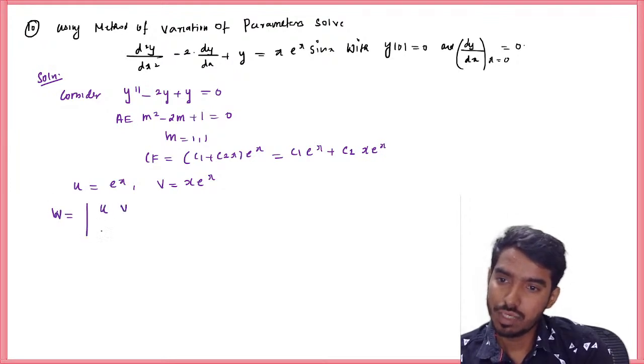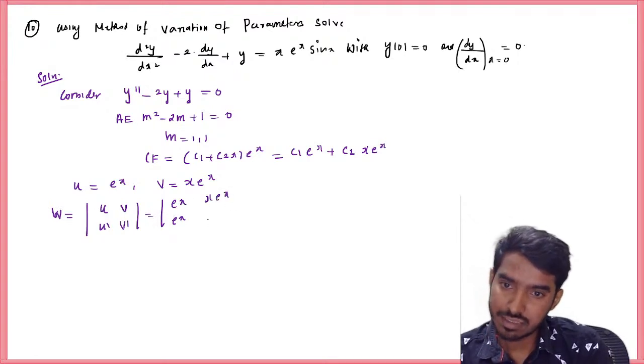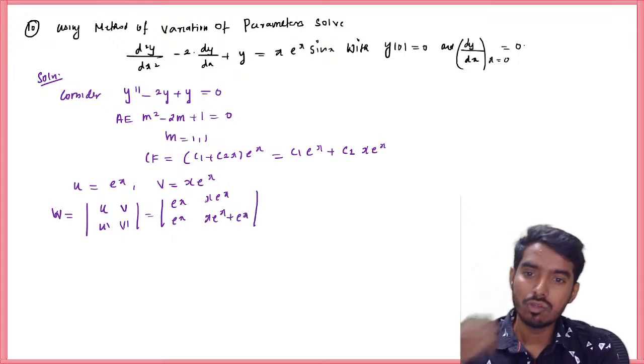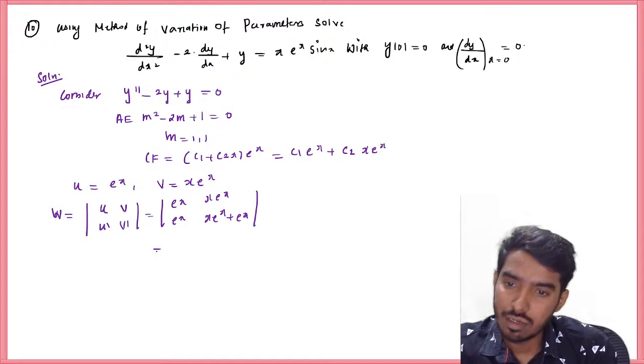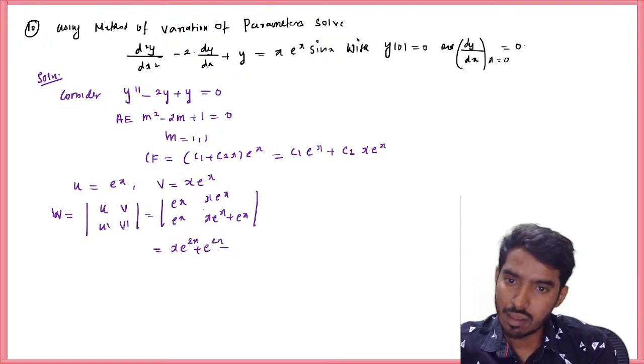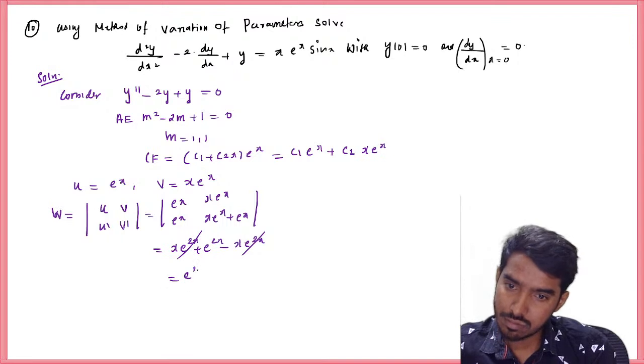u, v, u dash, v dash. So u is e power x. Derivative is e power x again. x e power x derivative is x e power x plus e power x, right? Product rule. So x derivative e power x is e power x. e power x keep as it is. Derivative of x is 1. So if you multiply here, you will have x e power 2x plus e power 2x minus x e power 2x. So these two will get cancelled. So e power 2x is your Wronskian, right?